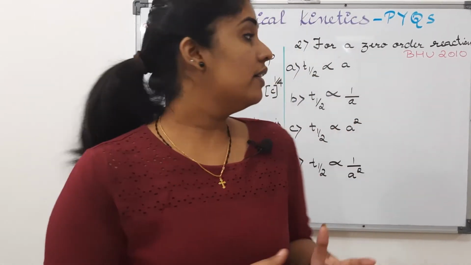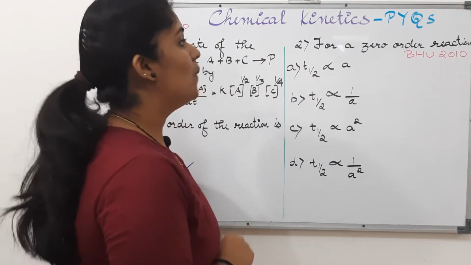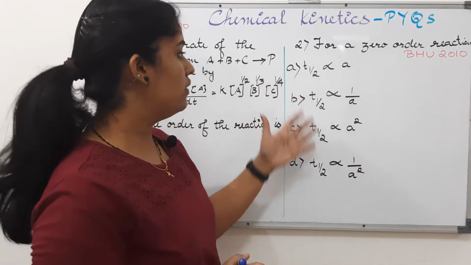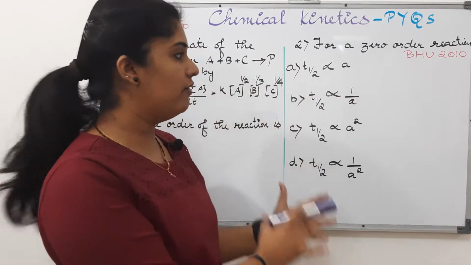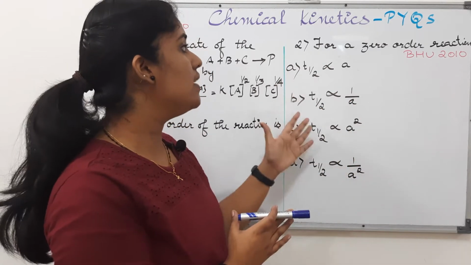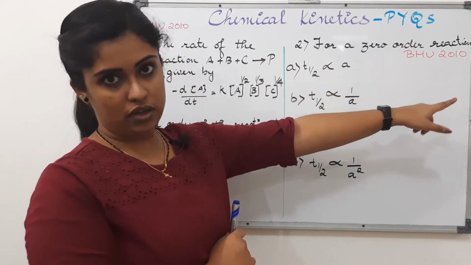Let's move on to another easy question, again from the same BHU 2010 paper, and the question says that for a zero order reaction, which of the following is correct? They've given 4 options, and these options, as you can see, relate the half-life T half and the concentration of the reactant, or the initial concentration. So how are T half and concentration of the reactant related in the case of zero order reactions?